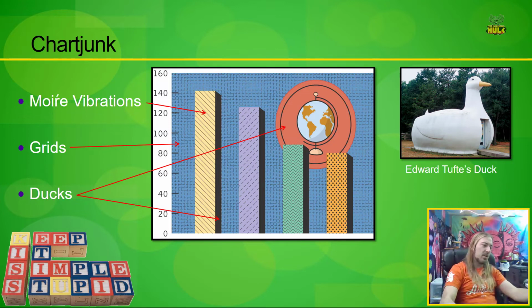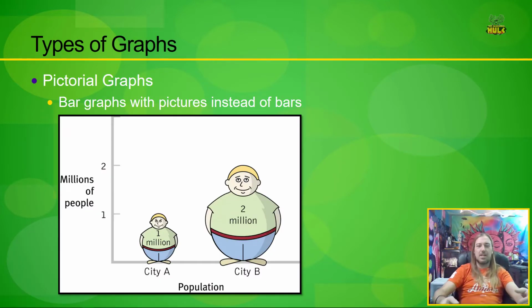Another thing you'll frequently see in especially graphs that are presented to you through the media are called pictorial or picture graphs. In this case, you take a bar graph like this, and instead of a bar, you replace it with a picture, like, say, a person. So if I wanted to compare city A to city B, looks like city A has a population of 1 million, city B has a population of 2 million. Now, realistically, in a bar graph, you just make one taller than the other. You don't tend to widen out the bar.